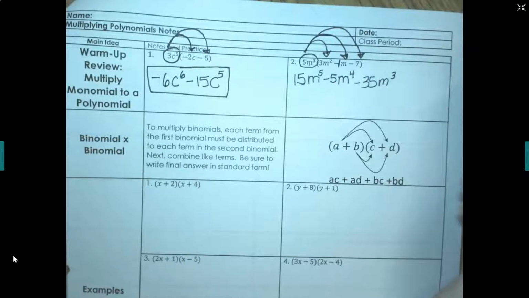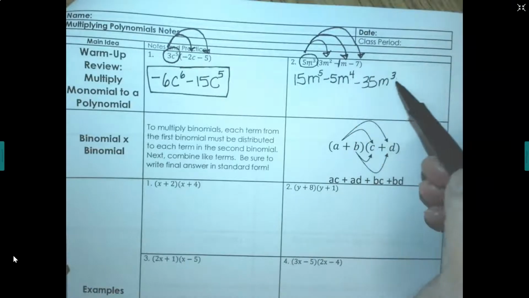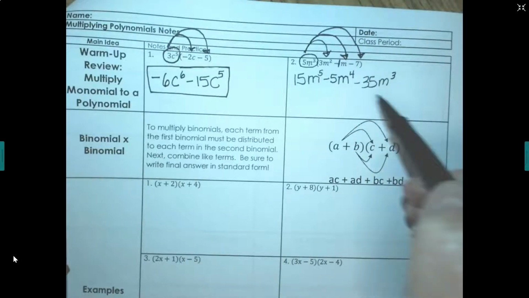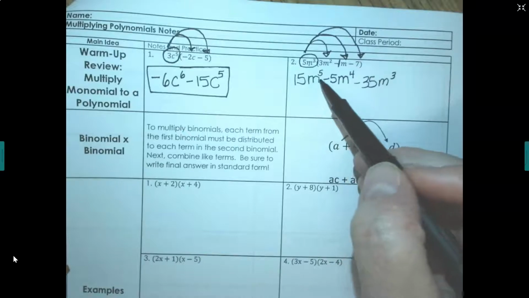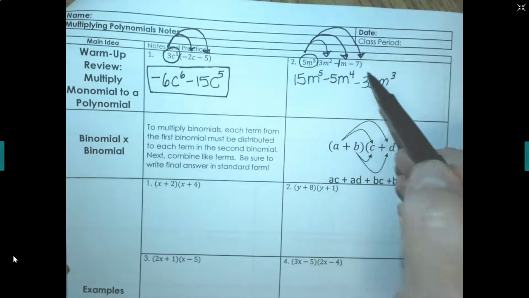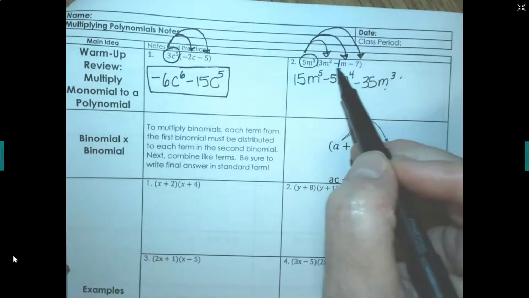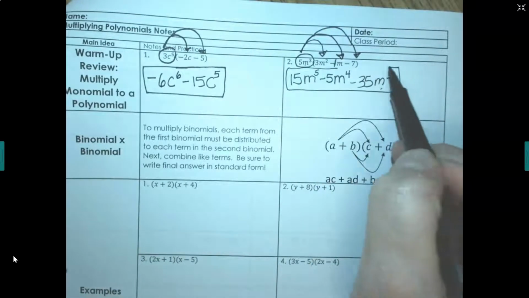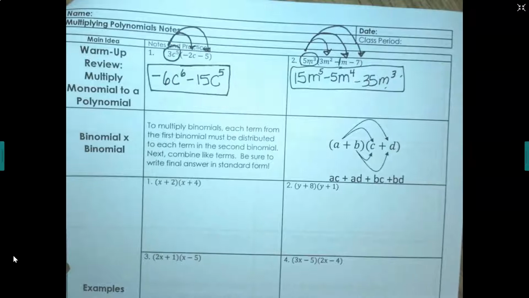I look at the exponents on the variables. None of them match, so I can't combine them together. And then I just check for standard form. You want the biggest exponent, then the next biggest, then the next biggest. Descending order, we have that. So that is our final answer.